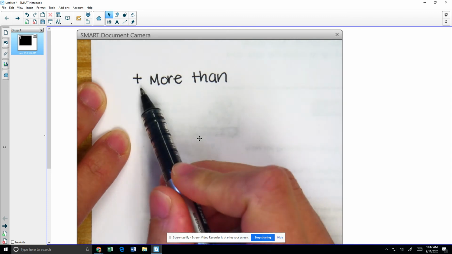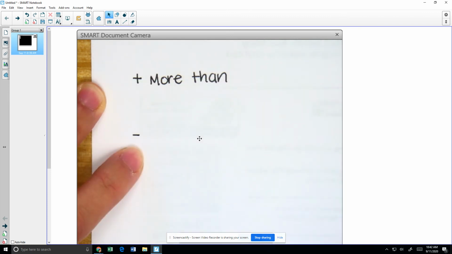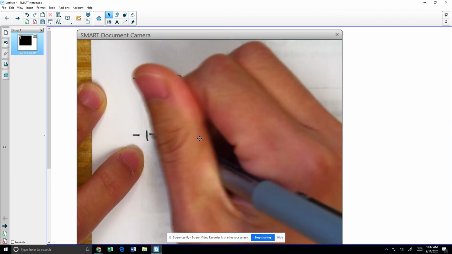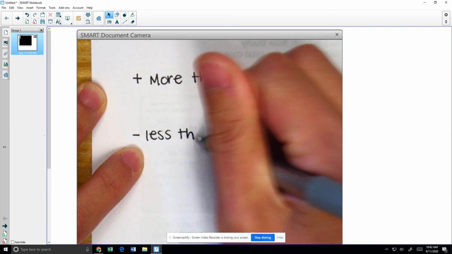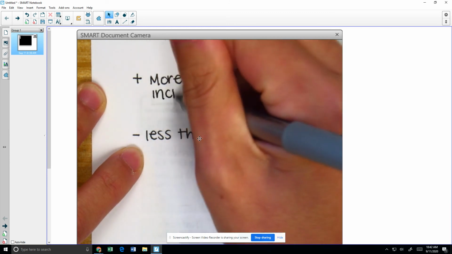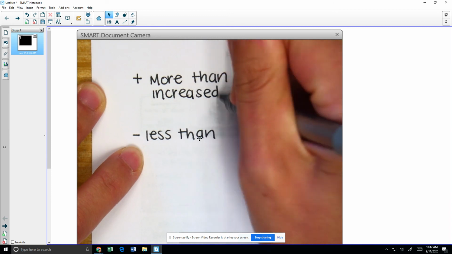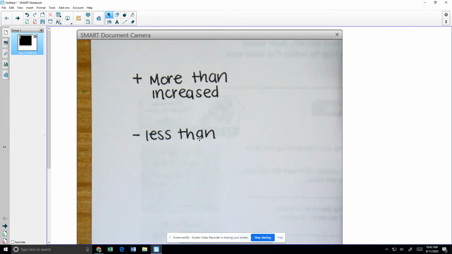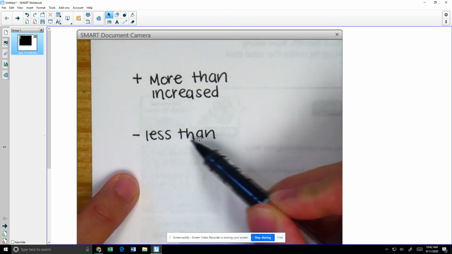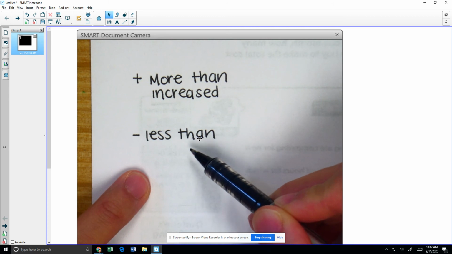So if more than is add, then I know subtract has to be the opposite. So what's the opposite of more than? Less than. Okay, I can also use the word increased. When someone says increased, that also means add. So if you know that increase means add, then what does minus mean?